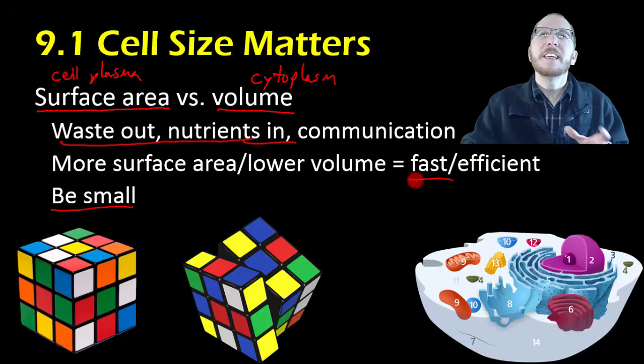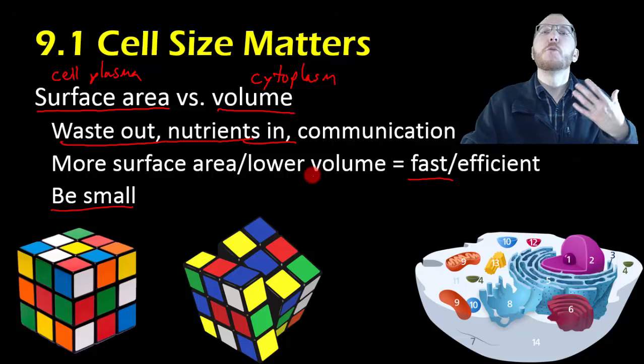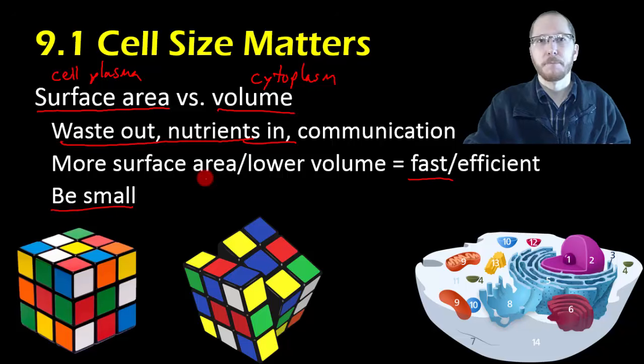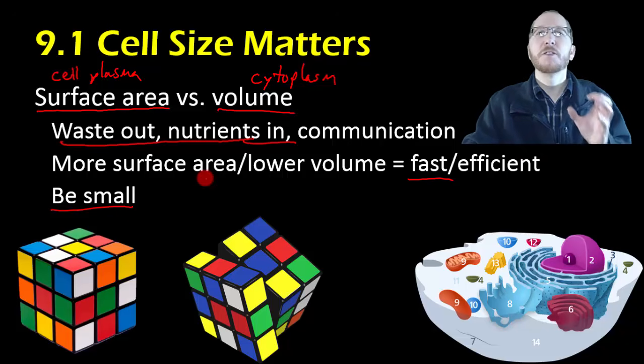So it's easy to see that it's fast if you have a relatively low amount of volume and you have a reasonably high amount of surface area to get stuff in and out for that volume. But why is it that a small cell does a better job of that? Why is it that a small cell somehow has more surface area relative to its volume?